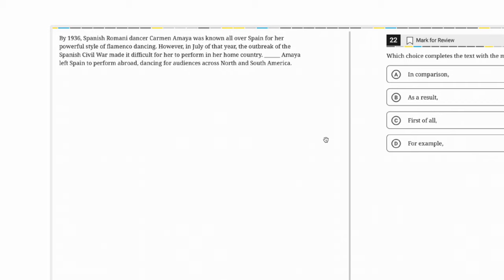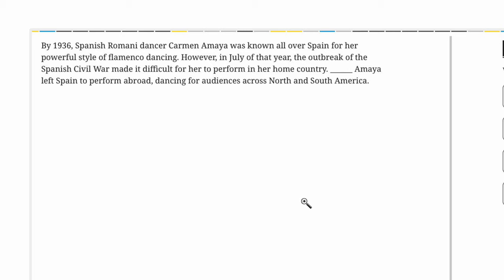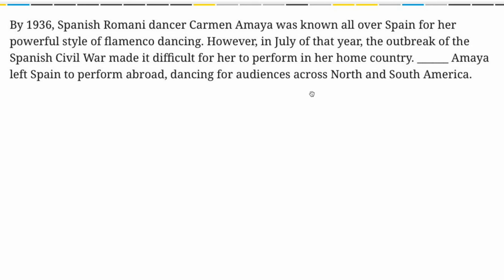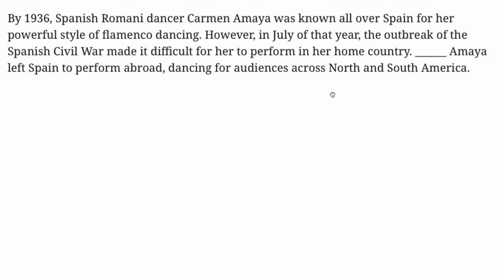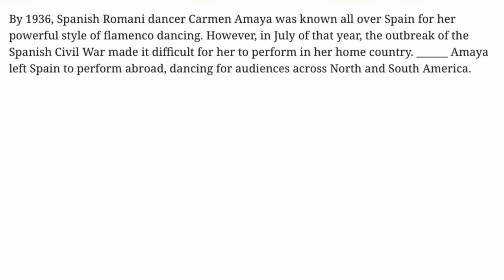So now we're on to the transition word questions. Here what we want to do is read the passage and focus on how the two sentences that are being connected relate. Okay, we'll go ahead and read the whole thing. Carmen Amaya was known all over Spain for her powerful style of flamenco dancing. However, in July of that year, the outbreak of the Spanish Civil War made it difficult to perform in her home country. So that would be kind of negative. It's difficult. Blank. She left to perform abroad, dancing for audiences across North and South America.